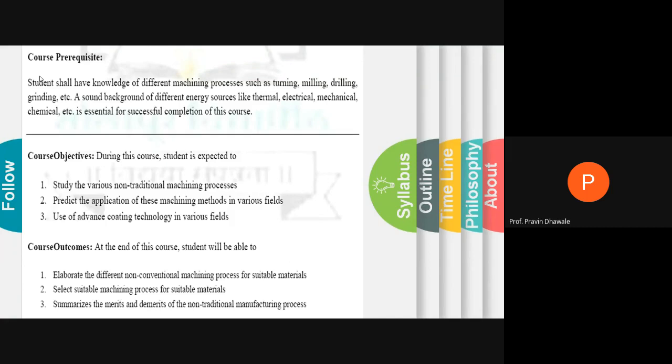What are the course objectives? First, you have to study various types of non-conventional processing we are using. Which are those? What is the application of each non-conventional or non-traditional process in the field of engineering? And third, you have to focus on different advanced coating technologies and where such technologies are to be utilized. That is the main motto of studying non-conventional machining processes as a subject.